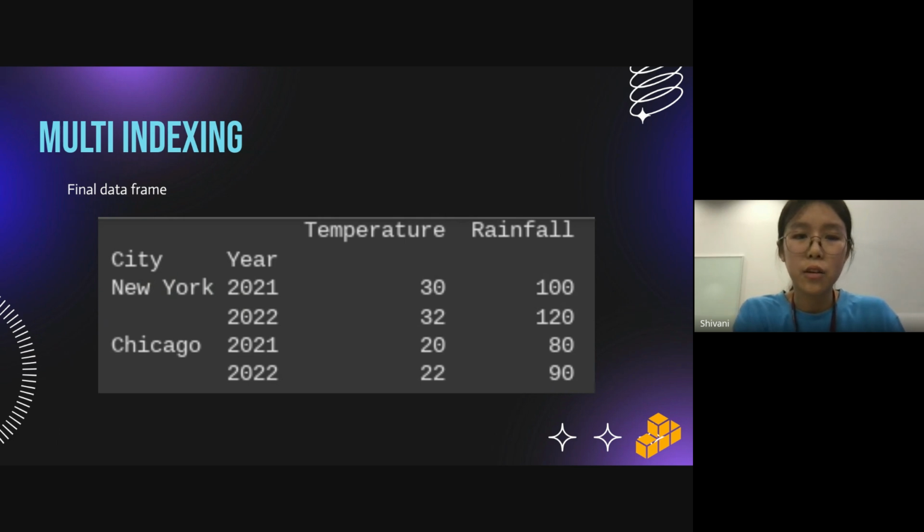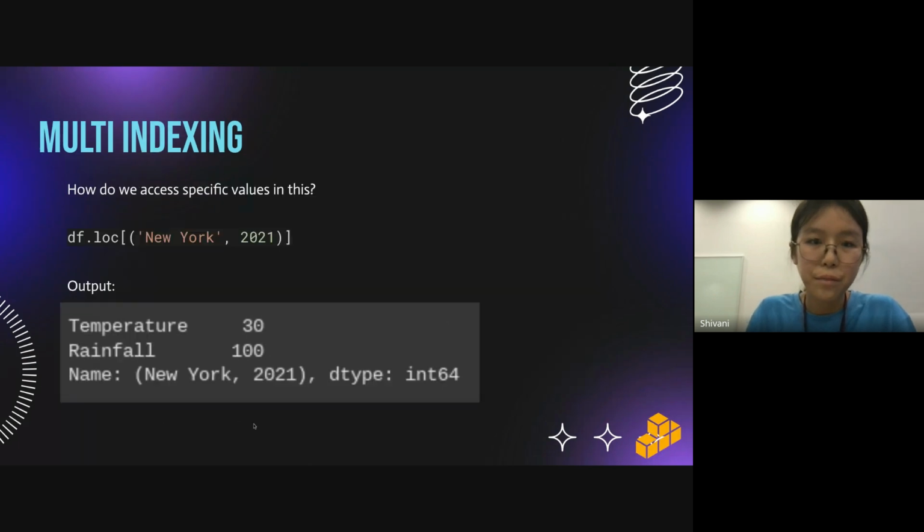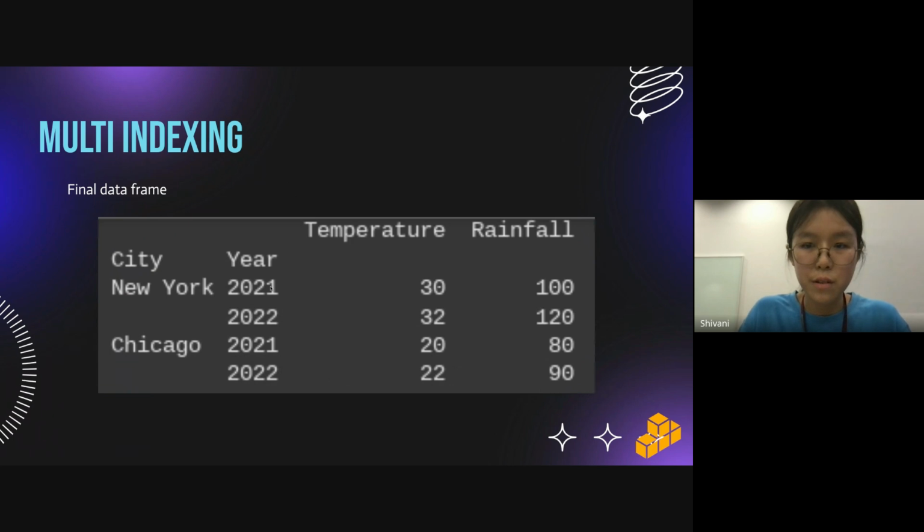In the Colab, I have added these two parts. And I've also previously turned this multi-index into a data frame. And that's why it looks like this. So if we do want to access specific values in this data frame, what you can do is use .loc and use a bracket with the name of the city and also the year that you want to find. In this case, it'll give me that New York's temperature and rainfall in 2021 are 30 and 100 respectively, which corresponds to this one.